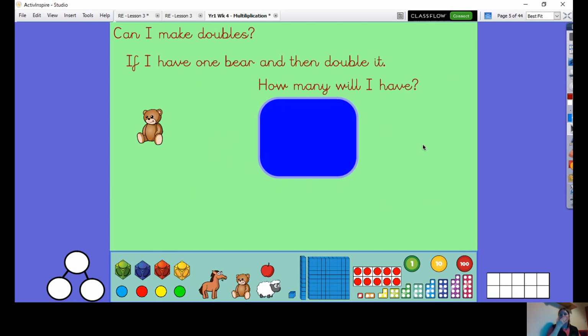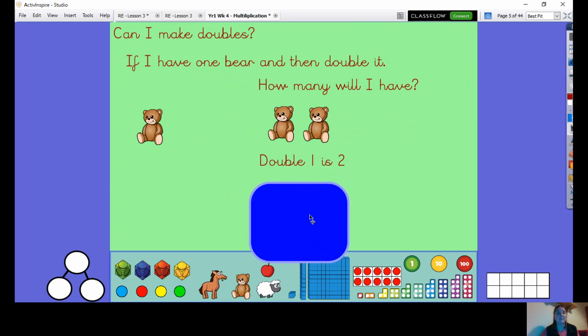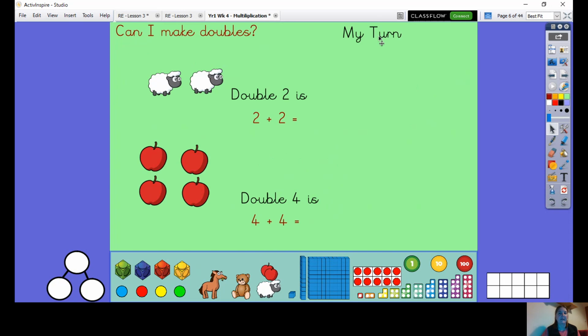Let's think about, if I have one bear and then I double it, how many will I have? Doubling is 2 of something, or doubling it, so you've got the same number twice. So here then, how many will I have? And I'm sure you all said double 1 is 2. We had 1 here, and now I've doubled it, and now I have got 2.